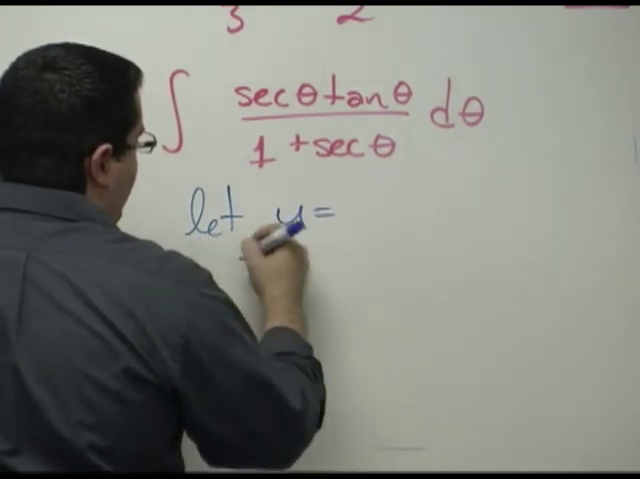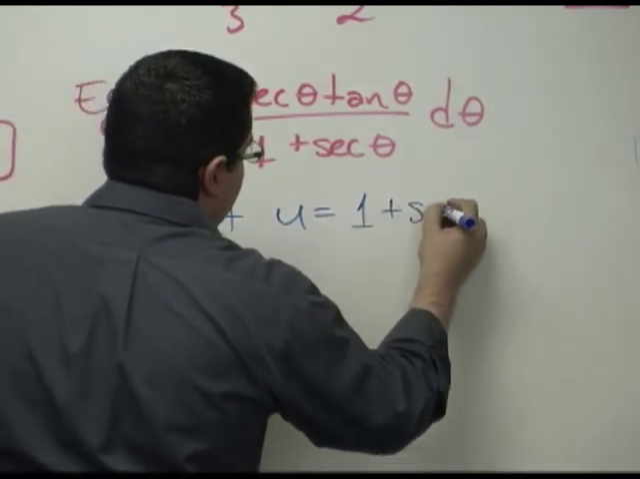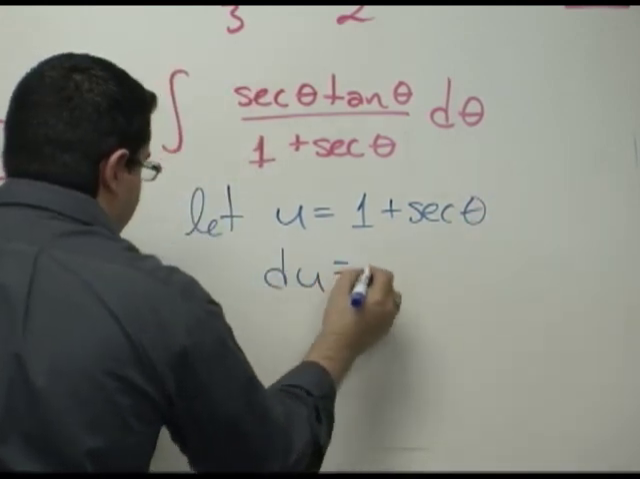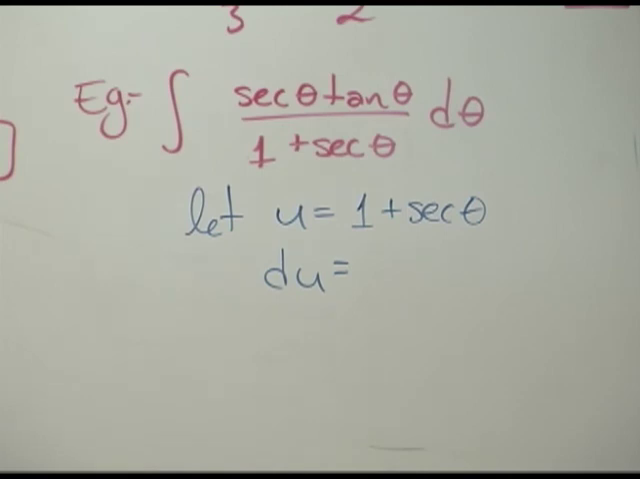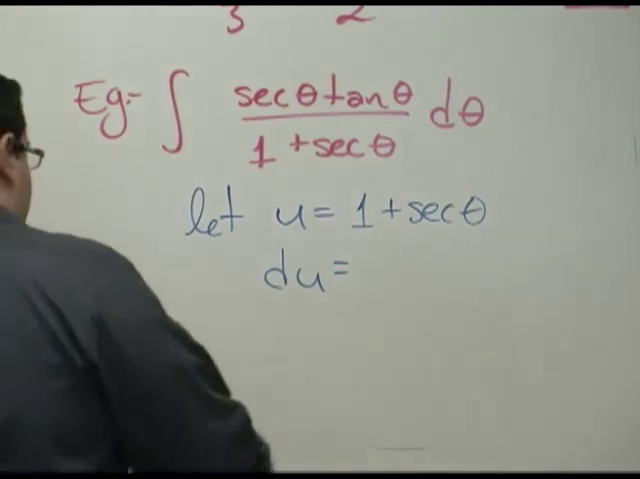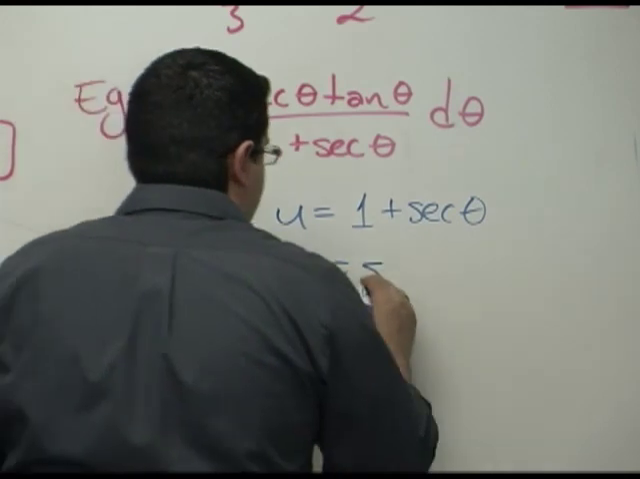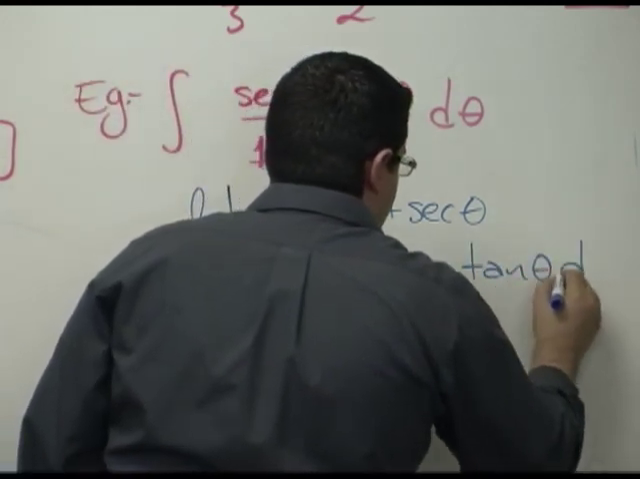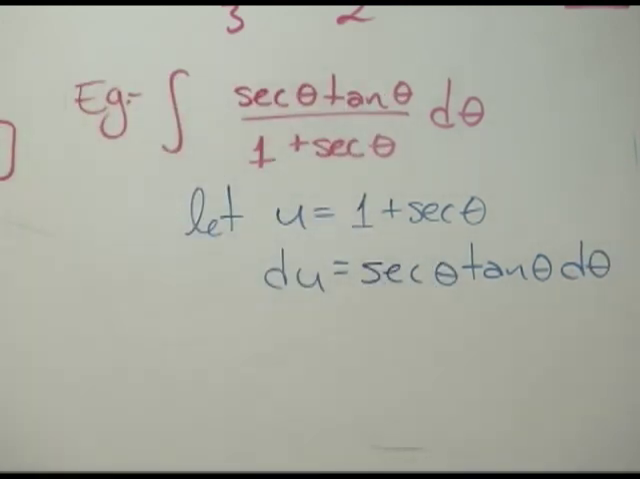In this case, for example, I'm going to let my u be 1 plus secant theta. And if I do that, what's the differential of u? What is du equal to in this case? Well, what's the derivative of secant? Secant theta tangent theta, exactly. So du is equal to secant theta tangent theta d theta. Okay, there's the differential of u.